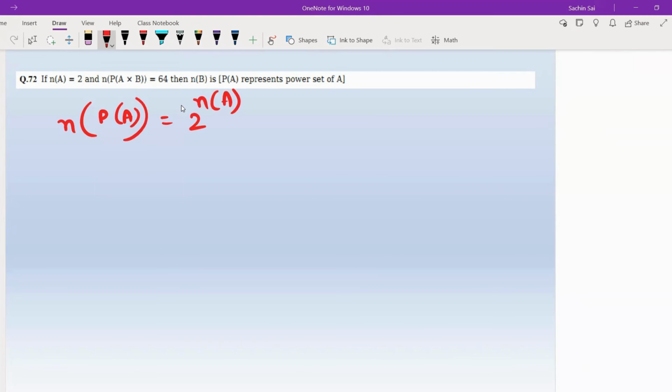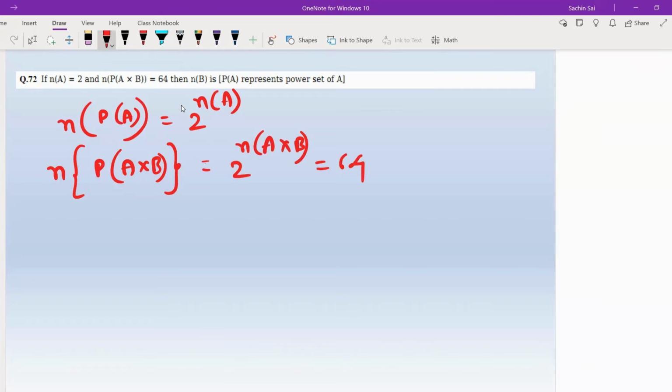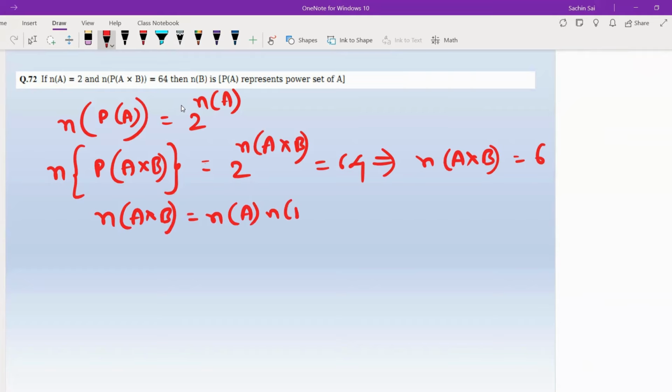So by that logic, the number of elements in the power set of A cross B is 2 power the number of elements in A cross B. But this is given to be 64, which means the number of elements in A cross B is 6. But how do you find the number of elements in A cross B? It is always number of elements in A into number of elements in B. So based on this, we can conclude that N of B is 3.